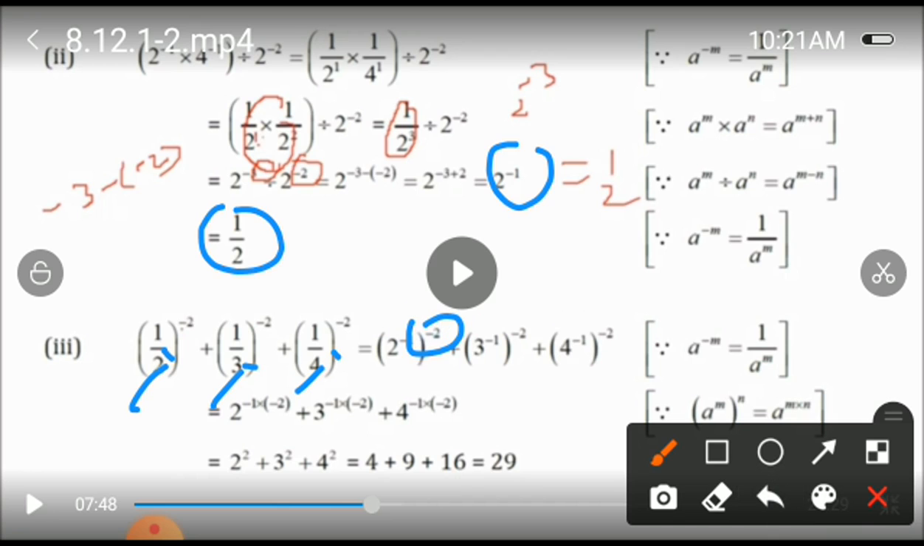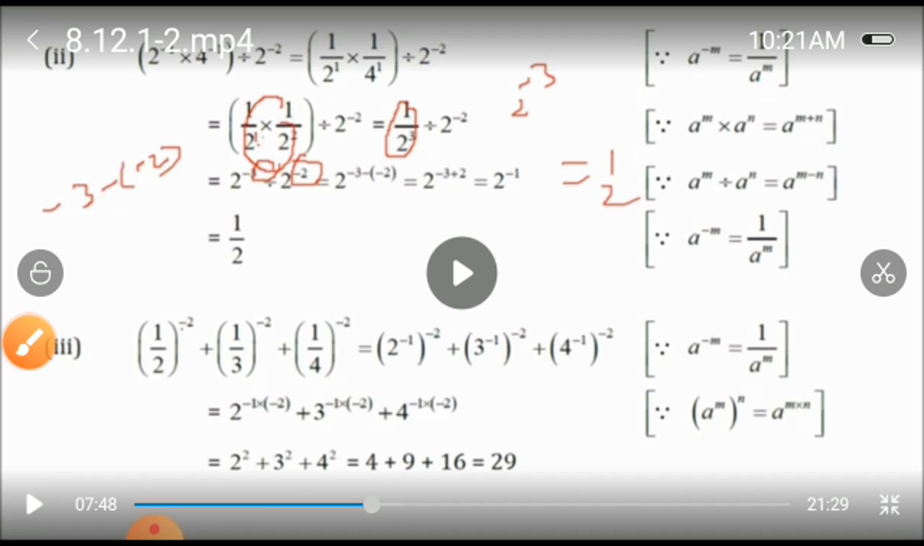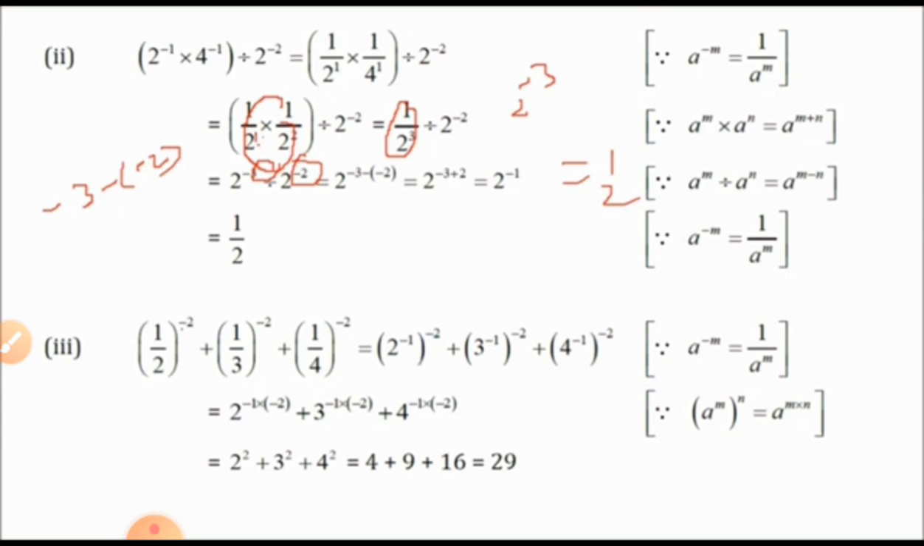Exponents. Yes, correct. Now minus 1 into minus 2 will give me a 2. Minus 1 into minus 2 will give me a 2. And minus 1 into minus 2 is equal to 2. So 2 raised to 2, 3 raised to 2, 4 raised to 2. Not multiplied, but a plus sign is given. Sorry, by mistake, because here a plus sign is given. Isn't it? Correct. So you can check out what the numbers are.